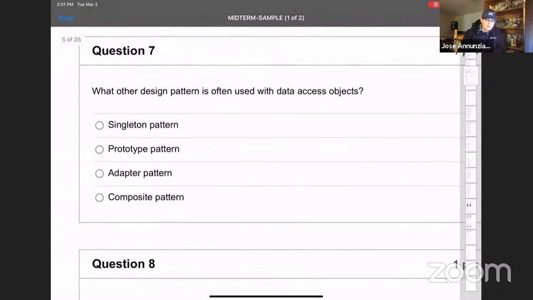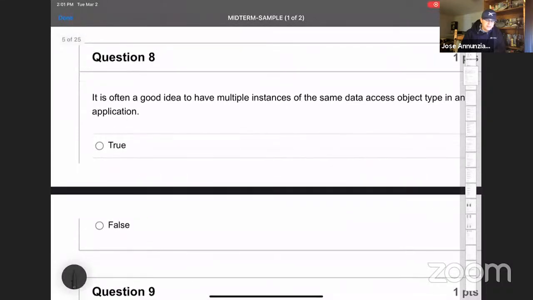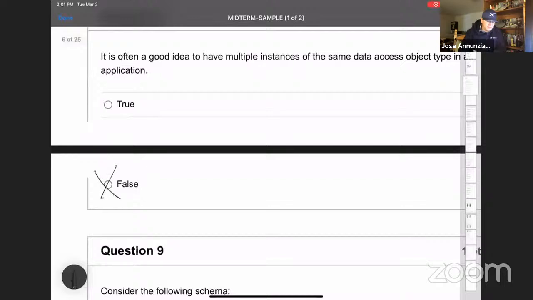Question 7, what are the design patterns? We haven't talked about that, but definitely the singleton pattern. It is often a good idea to have multiple instances of the same data access object? No, actually, that's not good.